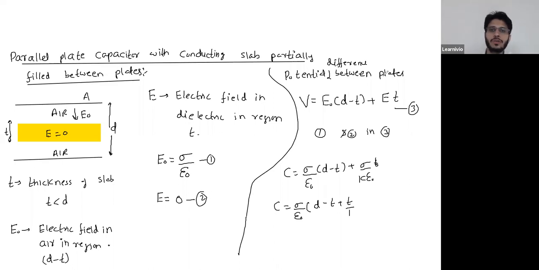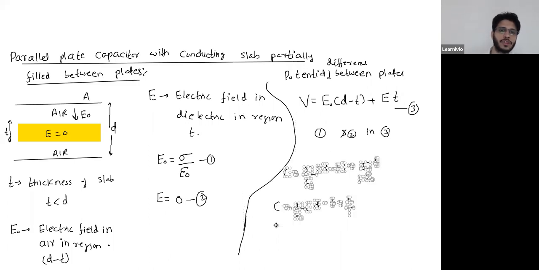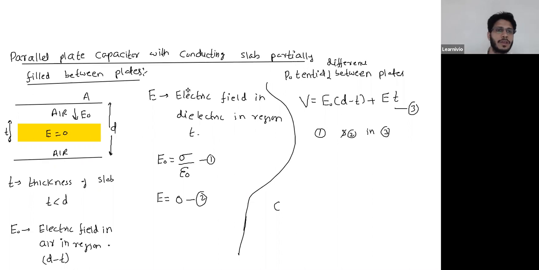Just solve this calculation, and I need the final result. Please don't make any mistake now. The same calculation, instead of E, just substitute zero. Calculate the net capacitance and report your answer in chat.